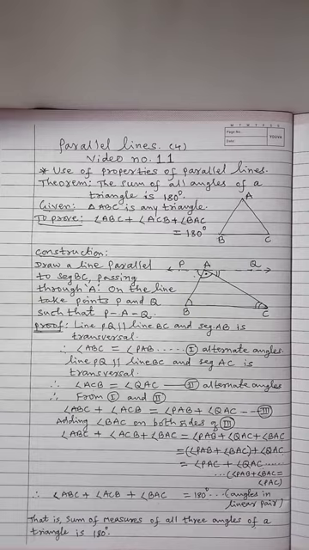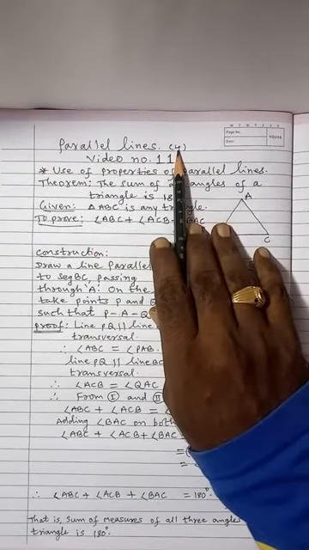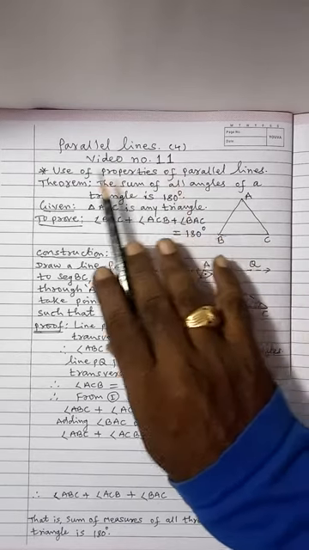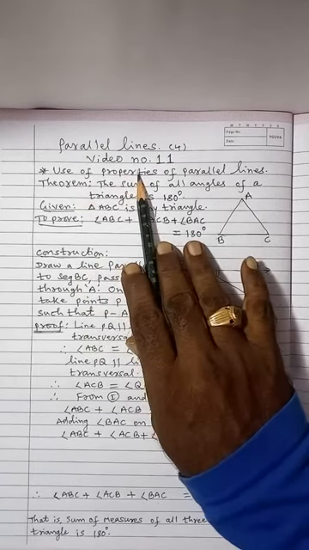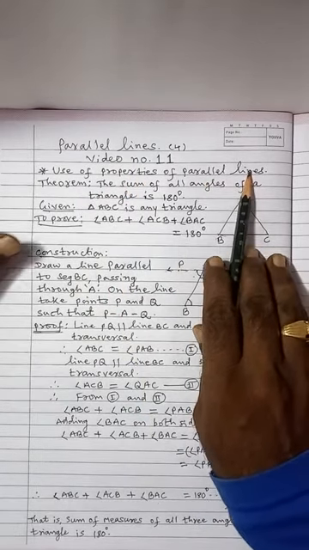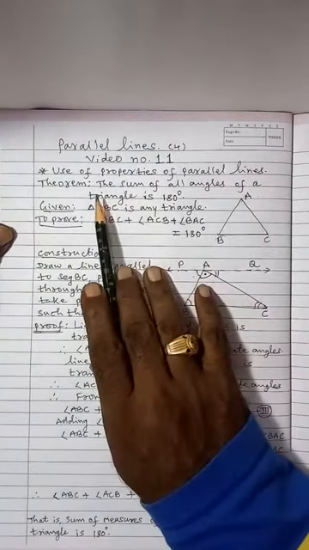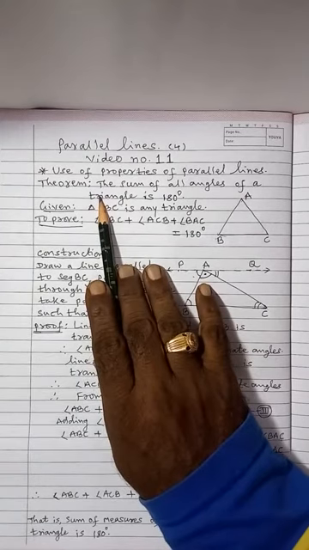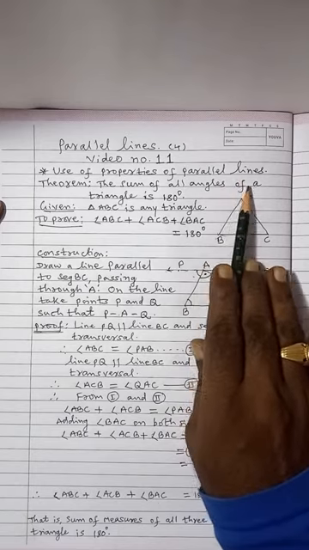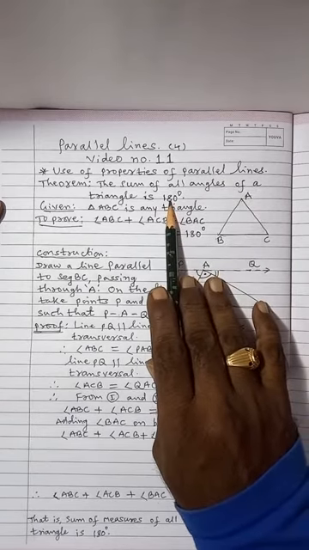Hello students, parallel lines, video number 4, total number of videos 11. Use of properties of parallel lines. Under this heading we are going to learn this theorem: the sum of all angles of a triangle is 180 degrees.